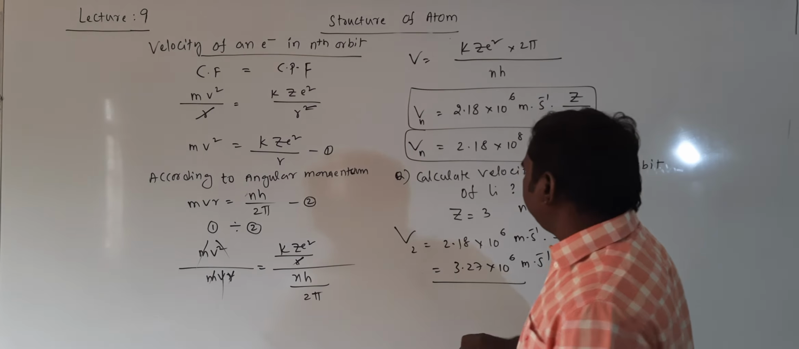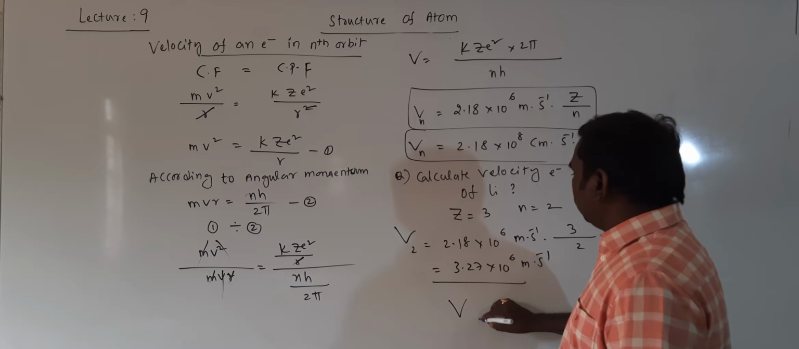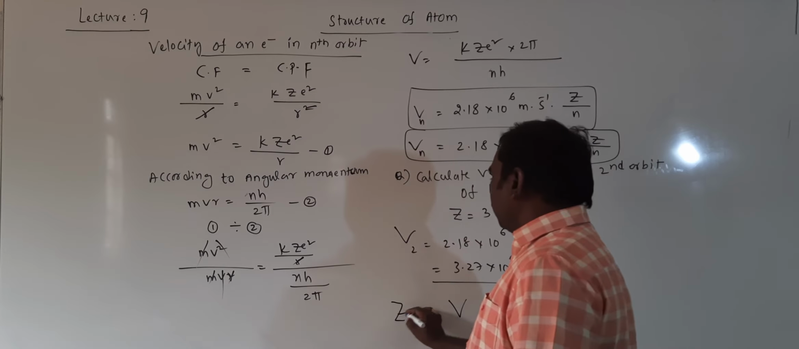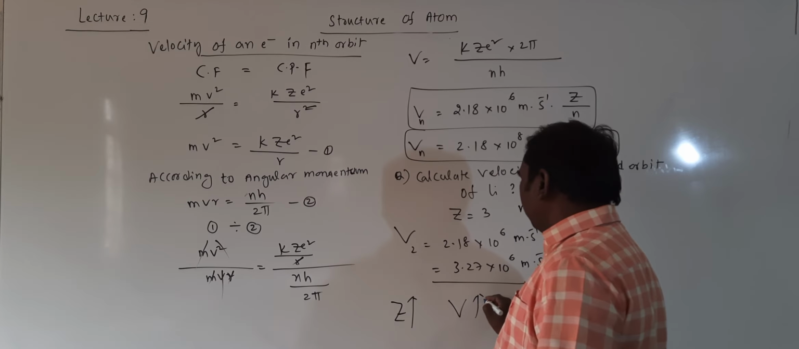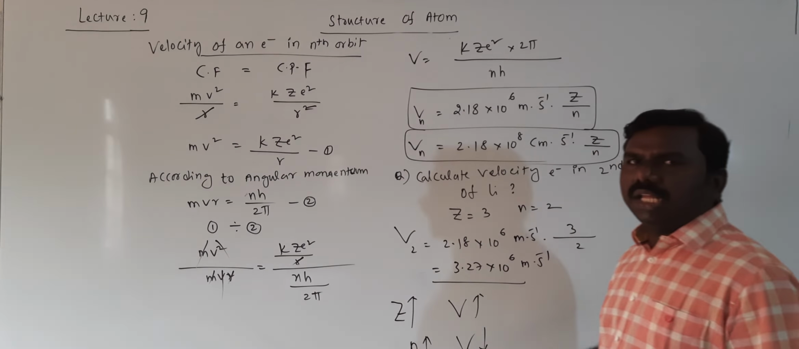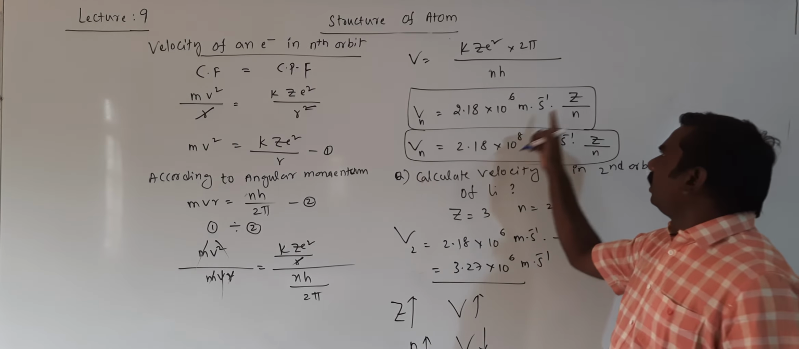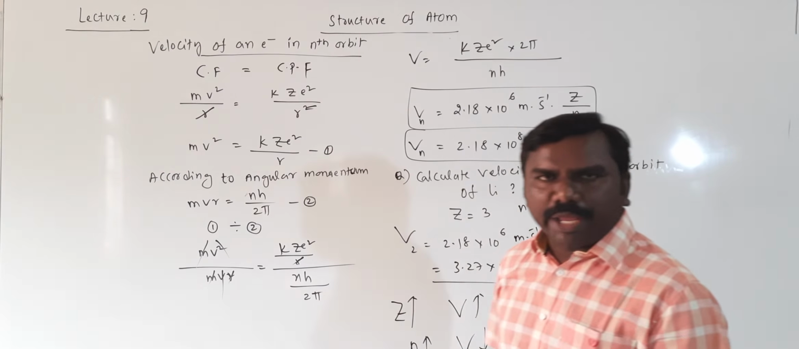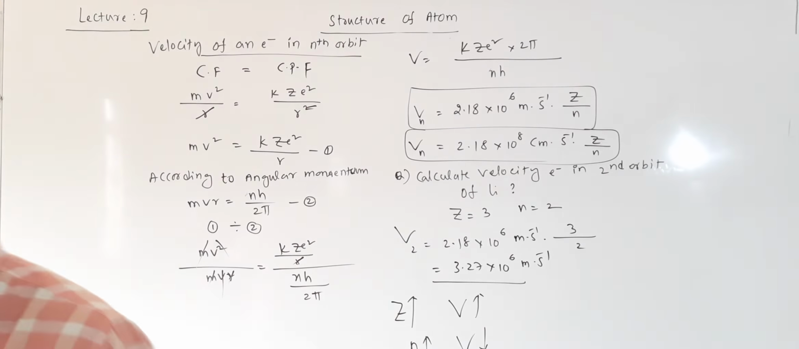Remember the formula. When the Z value increases, V also increases. When the n value increases, the V value decreases, because it is inversely proportional. Okay, this is velocity of electron.